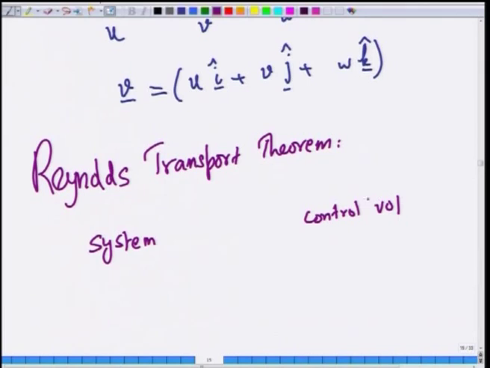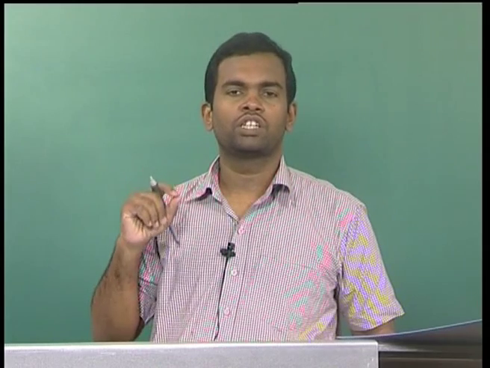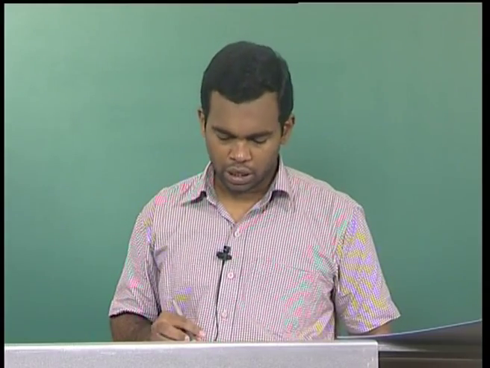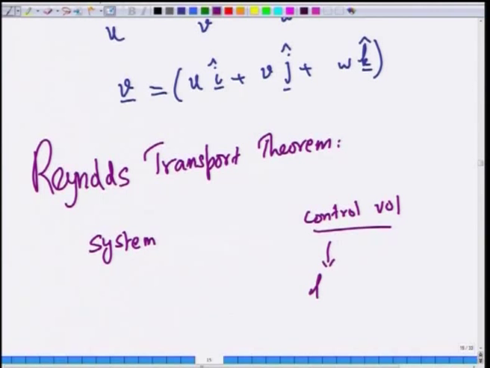A system, for example, contains the same set of mass points. Suppose you mark each and every point in the fluid with some dye, it is a thought experiment. Then as the fluid flows, the system will contain the same set of points, whereas a control volume is a fixed region in space.